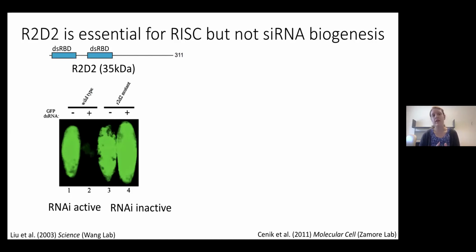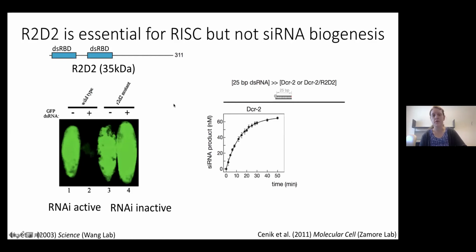Now, while I'm not showing it on this slide, R2D2 is not required for siRNA biogenesis, but is instead required for moving the siRNA onto Argonaute2. But R2D2 also appears to act as a switch, allowing dicer2 to have multiple functions.